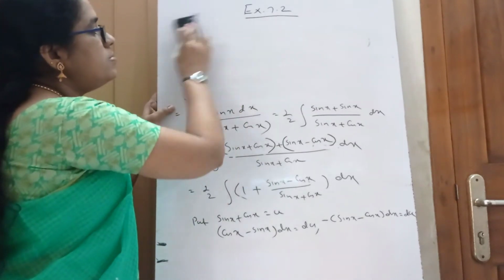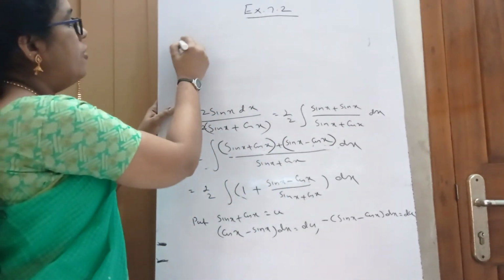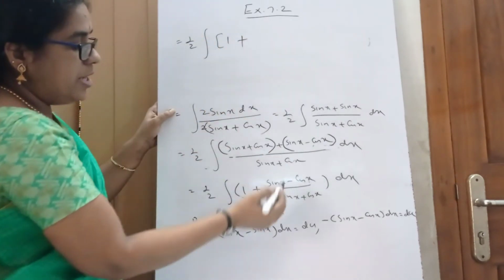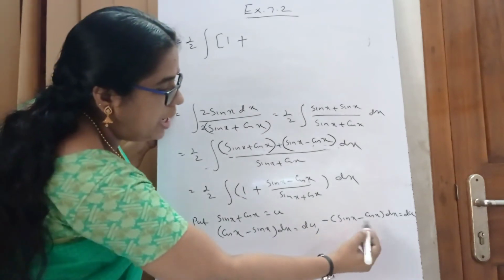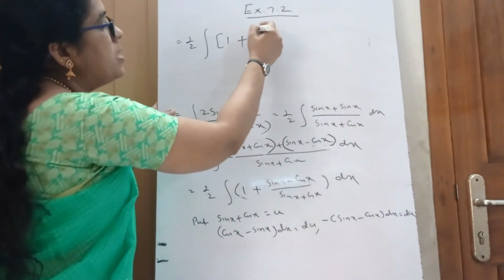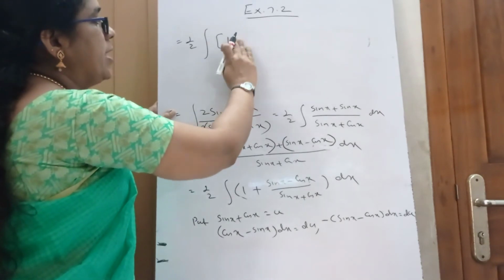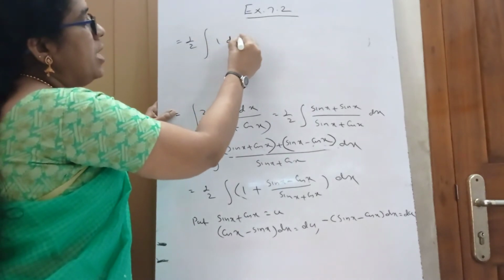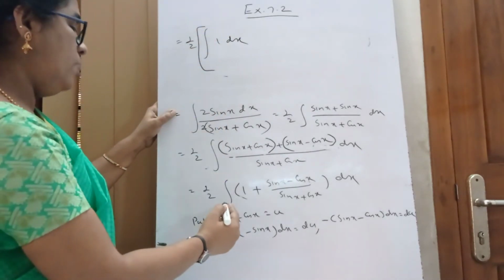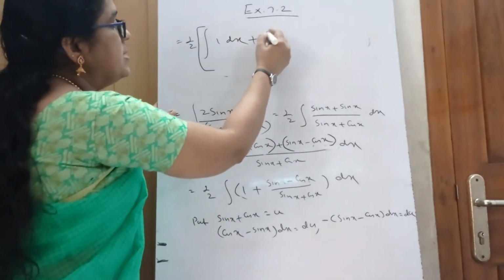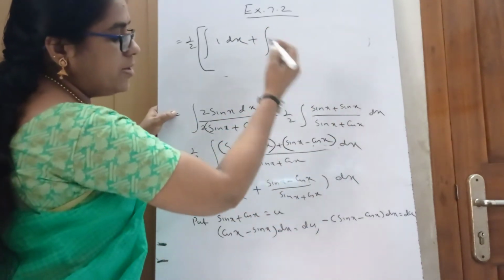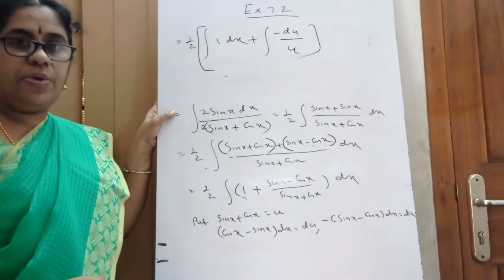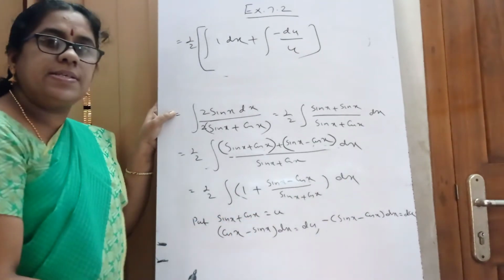Therefore we get half of integral 1 plus, here sin x minus cos x dx becomes minus du, and we can split the integral also. Half of integral 1 dx plus integral sin x minus cos x can be written as minus du by u, because sin x minus cos x dx is minus du.